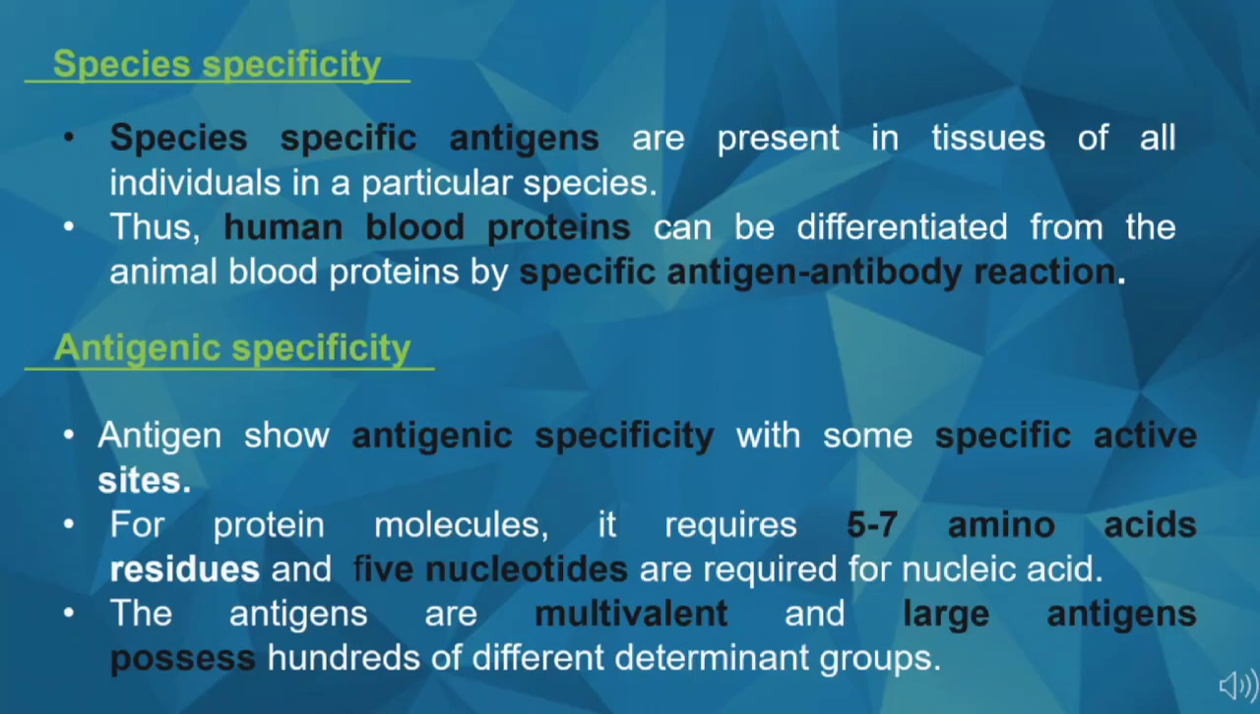And the next is antigenic specificity. Antigen specificity depends on the specific active site on the antigen molecule. Antigenic determinants or epitopes are the regions of the antigen which specifically bind with the antibody molecule. For a protein molecule, it requires 5 to 7 amino acid residues. For a nucleotide, it requires 5 nucleotides. A multivalent and large antigen possesses hundreds of different determinant groups.